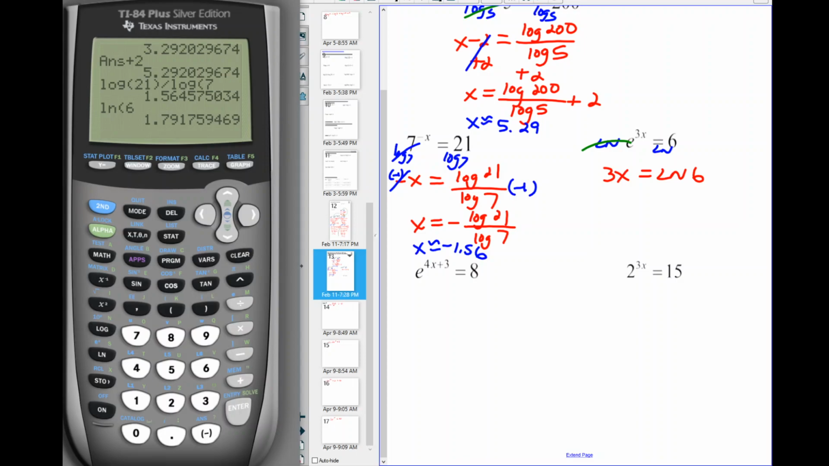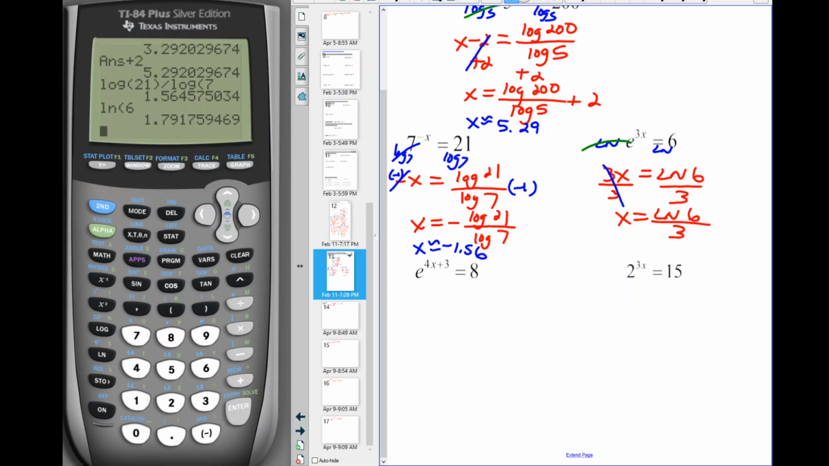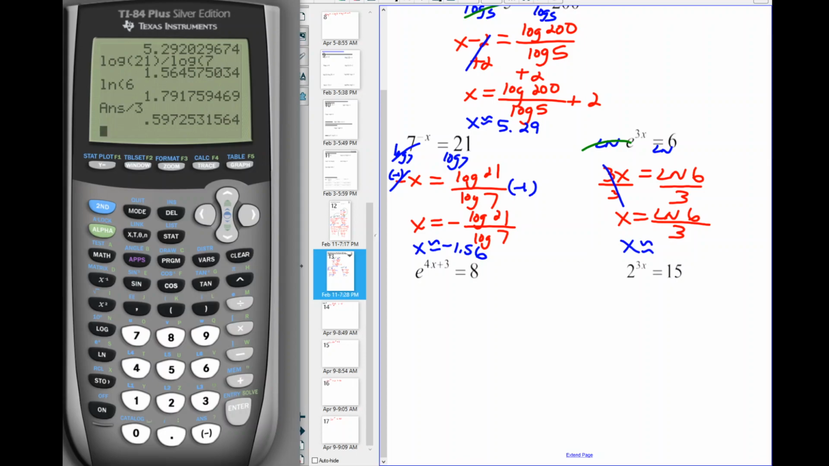So I'll just leave it alone until it gets isolated. What's the last step? Divide by 3. Please don't divide the 6 by 3. You're not allowed to. It's being taken up by the ln. So we would just end up with x is equal to ln of 6 divided by 3. And then if you're asked to round, you can go ahead and do ln of 6 divided by 3, which gives you about 0.60 approximately.